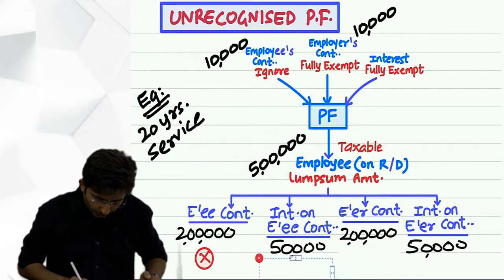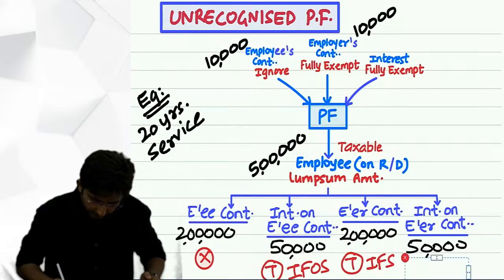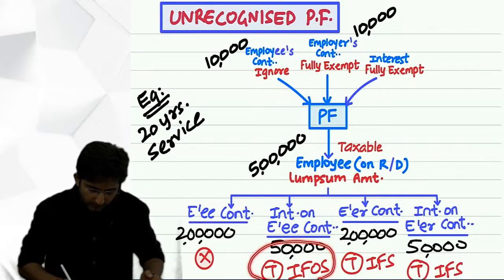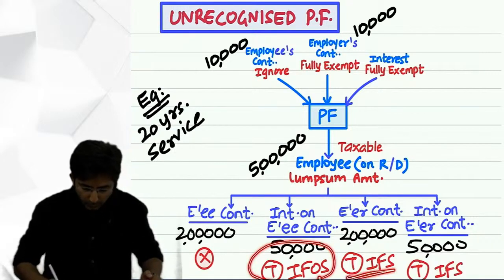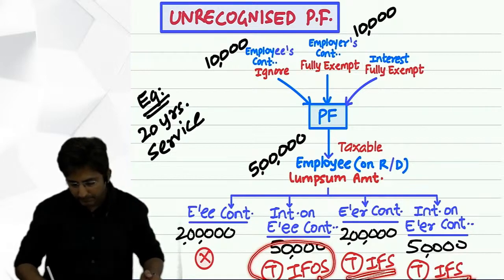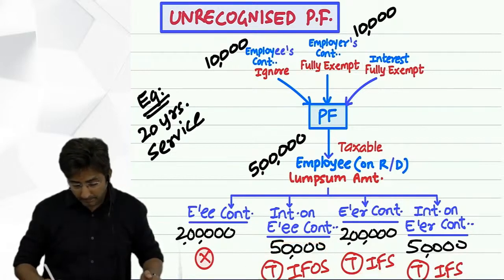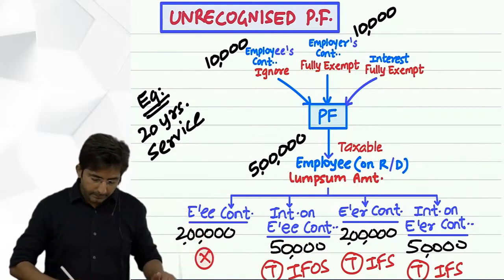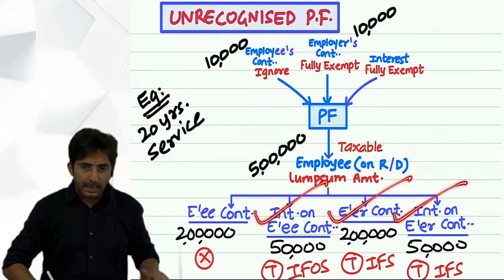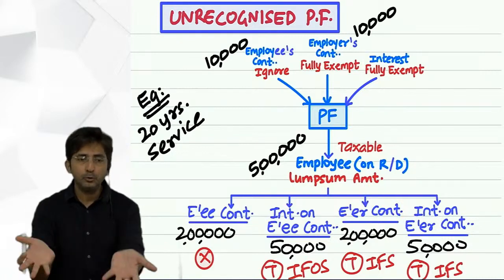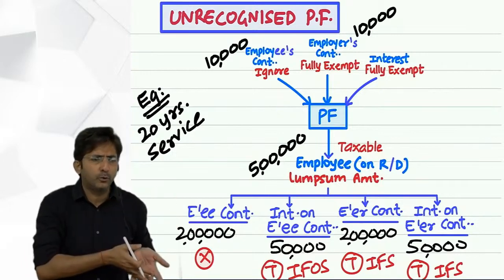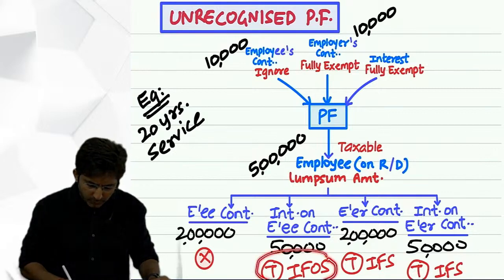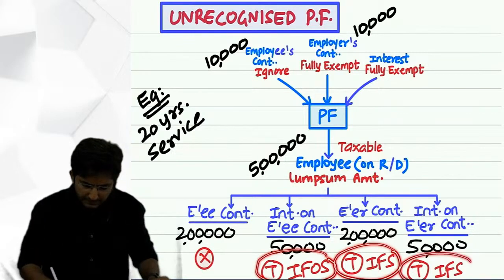But here one important point to be noted is, read what I've done. This will be taxable as income from other sources. Only these two will come in income from salary. Why? See, this is ignored, I have convinced you. And these three figures are all taxable. UPF has to be taxable. UPF, last lecture I told you, UPF will become taxable. But then, why is this income from other sources? Why is this income from salary? Why is this income from salary?